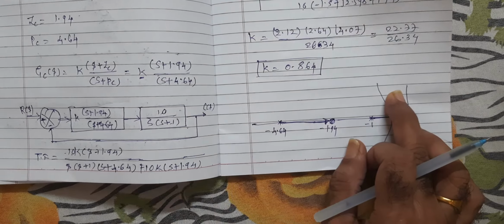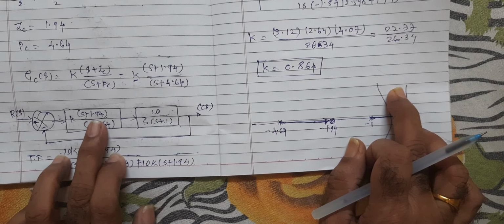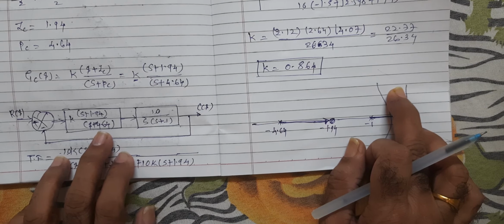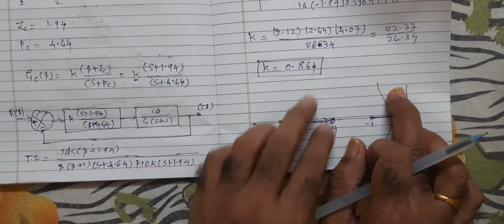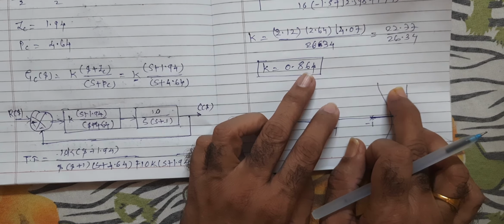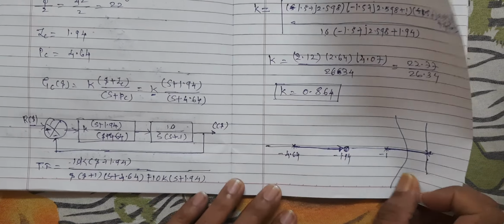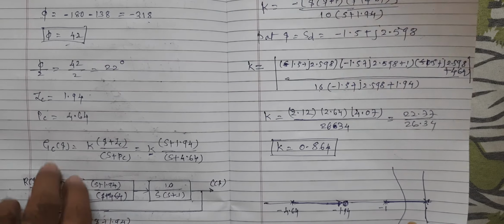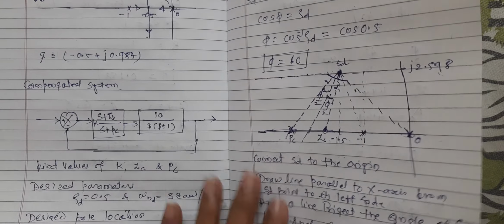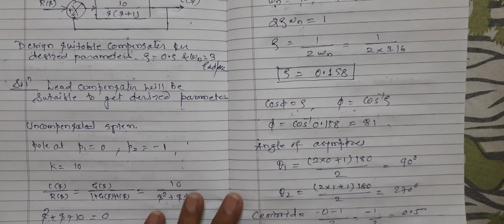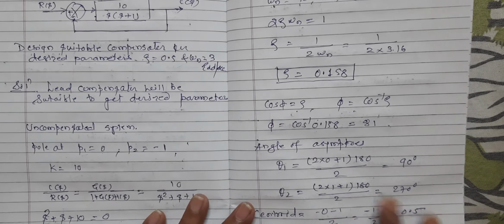And this is the equation, that is ZC equals 1.94 and PC equals 4.64, and this K equals 0.864. So this way we can design the lead compensator for given desired parameters for a given system.